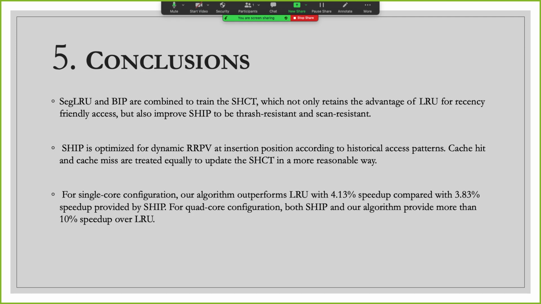So for the single-core configuration, our algorithm is much better than SHiP. It has a 4.13% speedup, compared to SHiP's 3.83% speedup. And for the quad-core configuration, both SHiP and our algorithm provide around 10% more speedup over LRU.